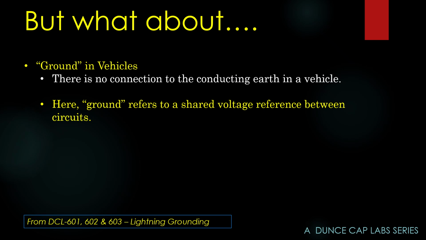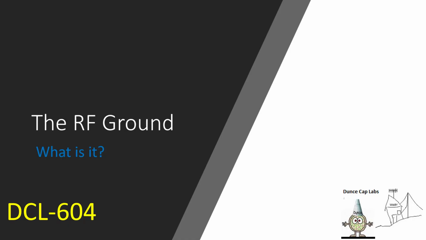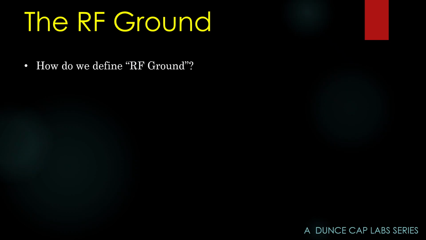What about ground in vehicles? There's no connection to the conducting earth in a vehicle. Here, ground refers to a shared voltage reference between circuits in the vehicle. Now, when it comes to an RF ground in a vehicle, that's another video, and I'll get to it. But apart from the vehicle RF ground, what is the RF ground? How do we define RF ground?